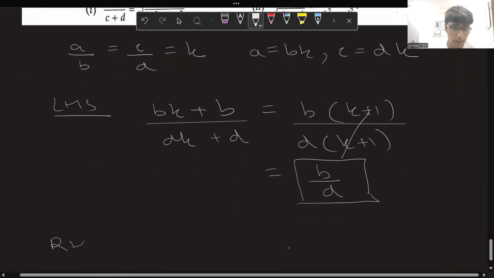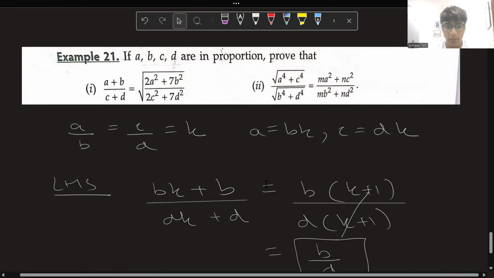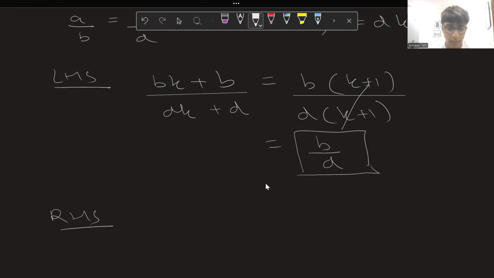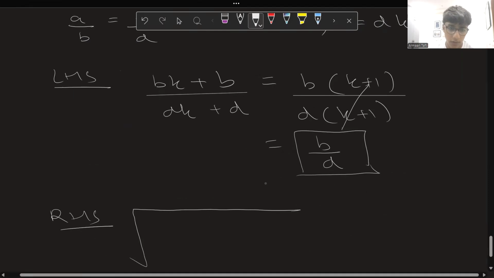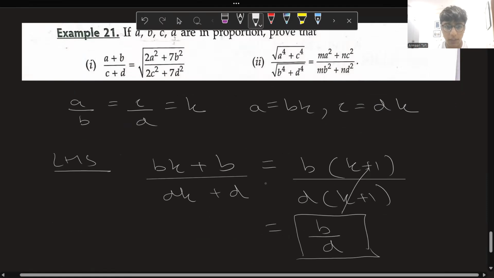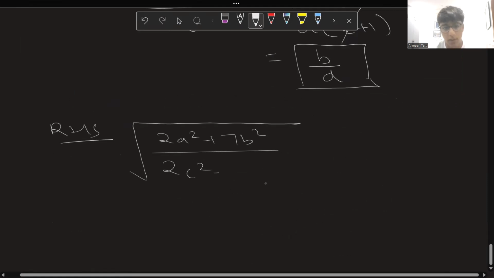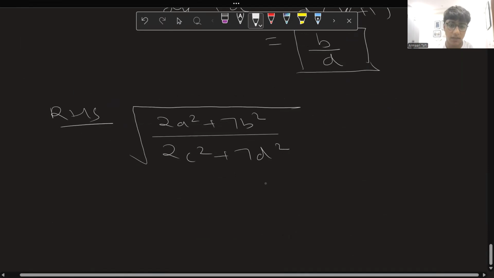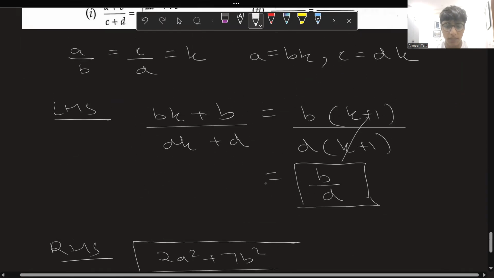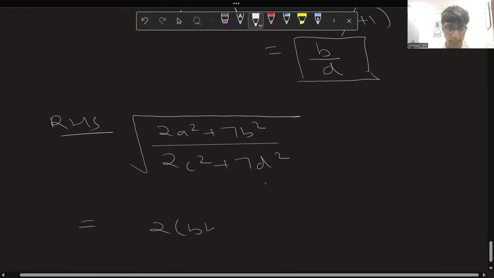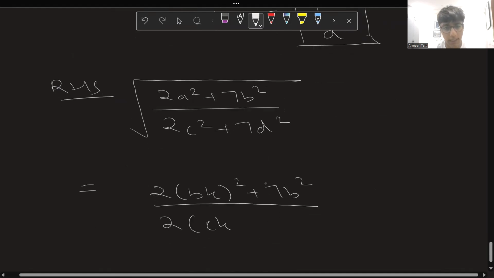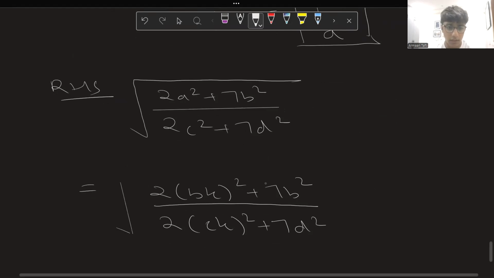Okay? RHS is, what is the expression for it? Under root of 2a square plus 7b square divided by 2c square plus 7d square, right? If we simplify this, a is equal to what? Bk, right? So 2 times bk squared plus 7b squared, again, no change here, divided by 2 times c is equal to dk, so it's 2 times ck whole squared plus 7d squared, and it's an under root of the entire thing.